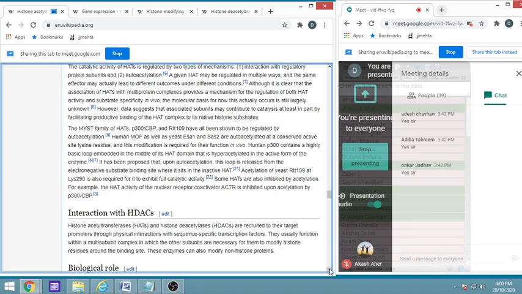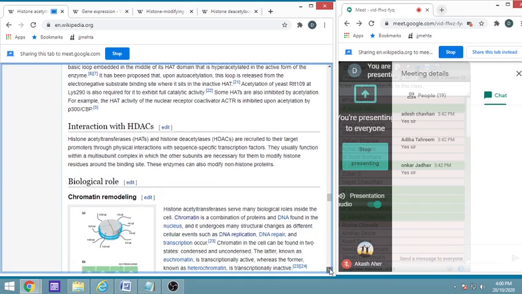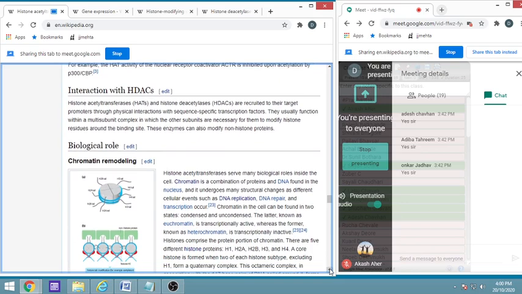They always have an interaction, or a sort of equilibrium, with HDACs, that is histone deacetylases. Acetyltransferases cause acetylation, and deacetylases cause removal of the acetyl group, and that balance is always maintained. Acetyltransferases do one job, and deacetylases cause the removal of the acetyl group, and thus reverse the action of HATs.